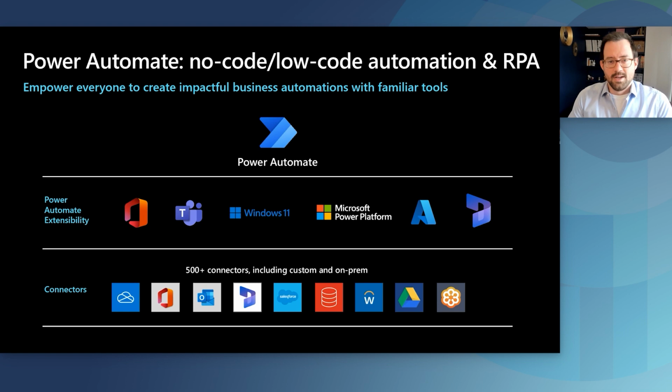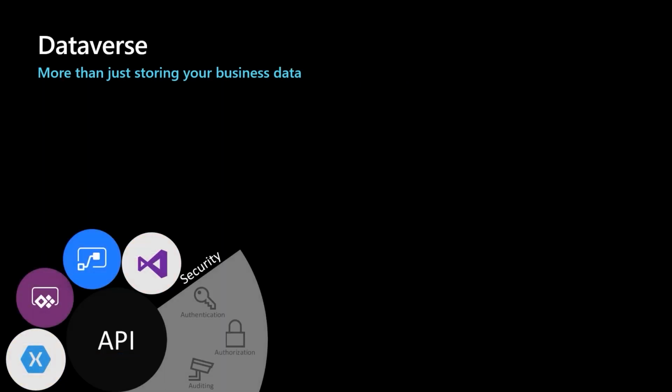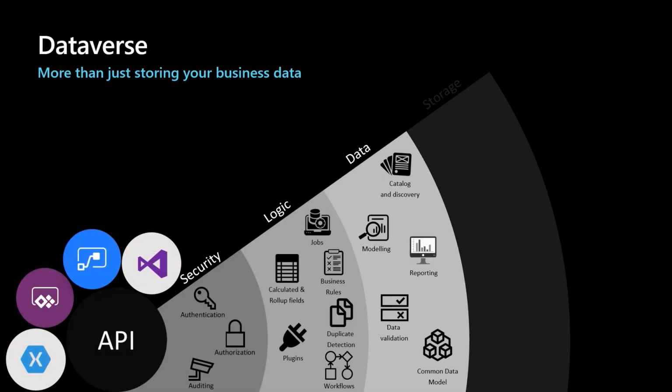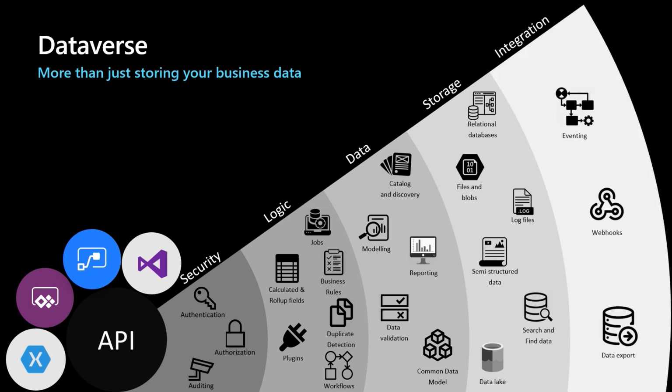Power Automate is also the low-code, no-code tool to automate business processes and lets you connect 500 different data sources and counting, and you can create your own custom connectors, and really spans the Microsoft ecosystem and also integrates with Windows 11 with Power Automate Desktop, allowing you to create your own robotic process automation to help you be more productive.